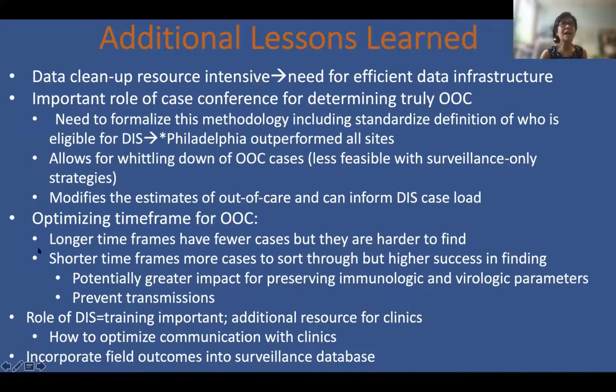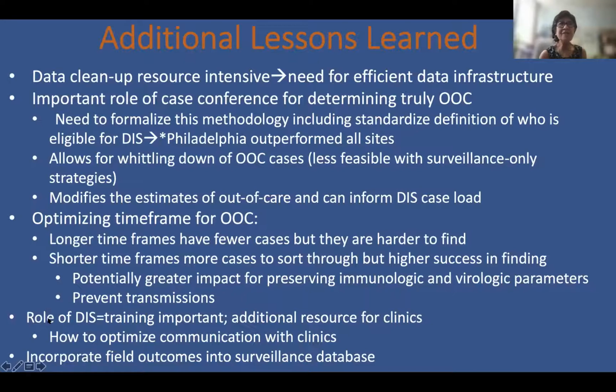So I've argued to our health department that we should maintain the 6-month time frame, and Massachusetts and Philadelphia have maintained the 6-month time frame, but we're still undecided here in Connecticut as to whether or not we have the workforce to maintain the 6-month out of care time frame. That's what I favor based on what we've learned.